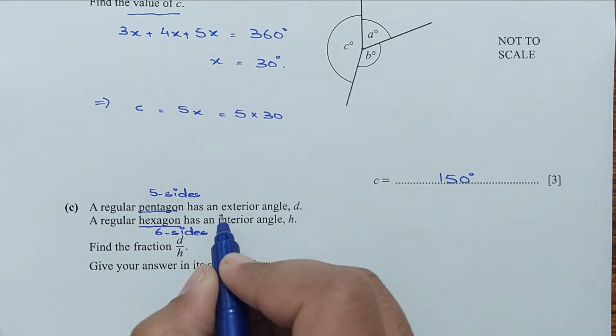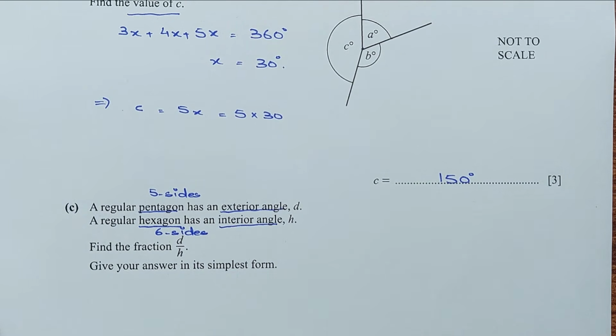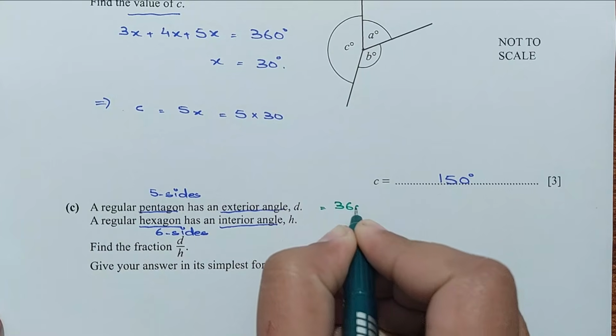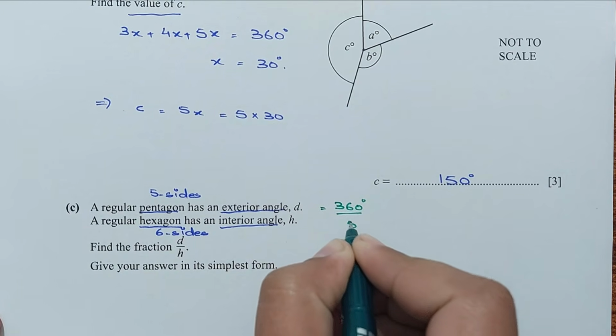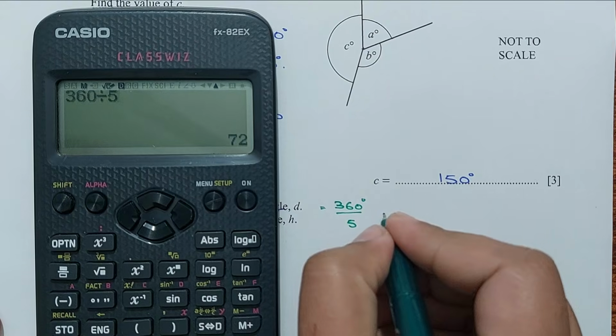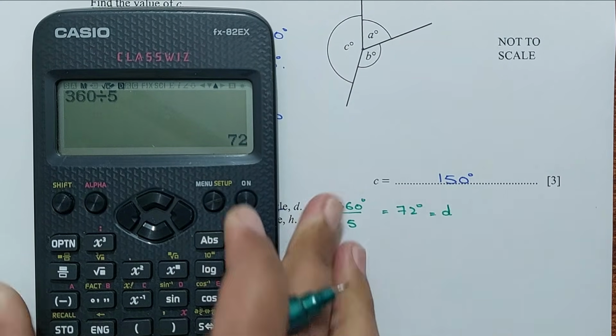Okay, so we have to find the exterior angle and the interior angle, right? So the exterior angle of a pentagon has a formula 360 degrees over the number of sides, which is 360 over 5. So 360 divided by 5 is 72 degrees. This is the d value, right?